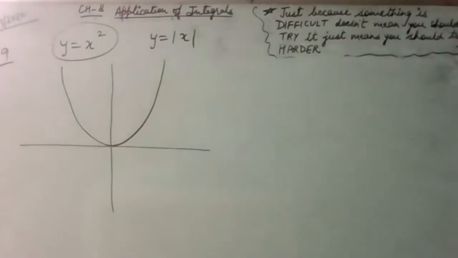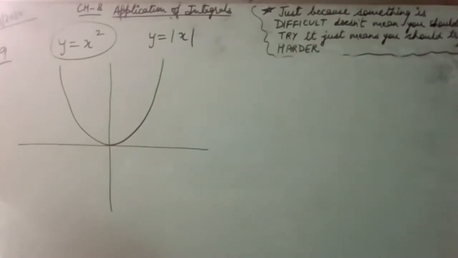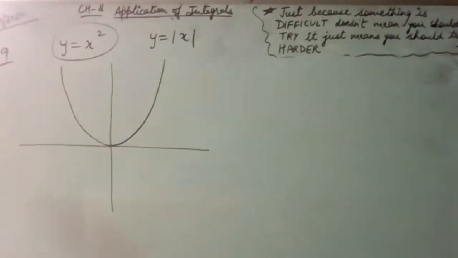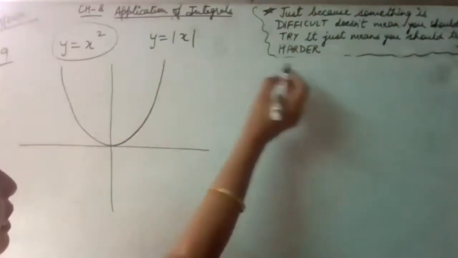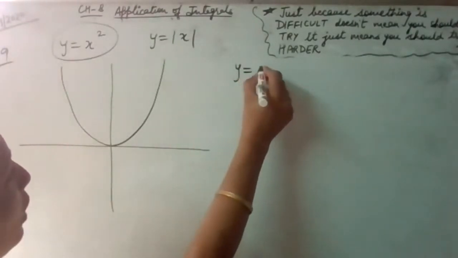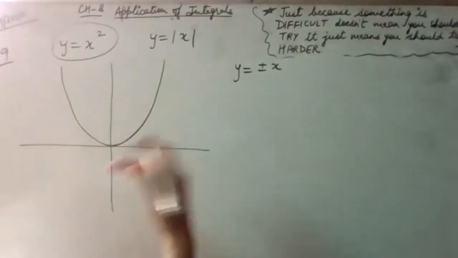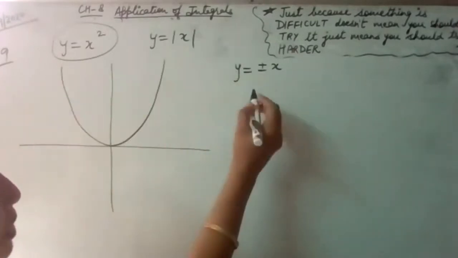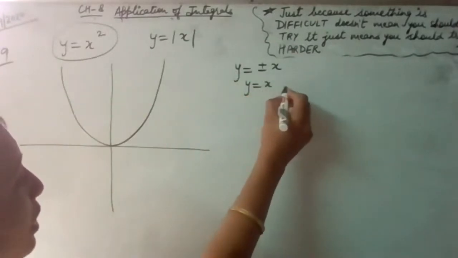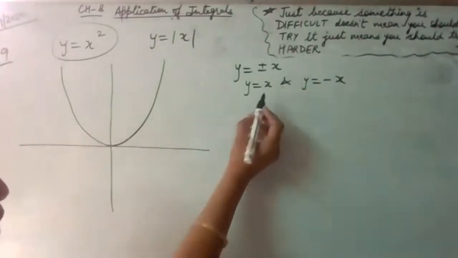Okay. Now, after this, what type of line will y equal to modulus x be? Can anyone tell me about it? See, when we talk about the modulus sign, it means y equal to plus minus x, right? Modulus means on the plus side also and on the minus side also. That means we are having two lines here. One is y equal to x and the other is y equal to minus x. So let's just plot them.